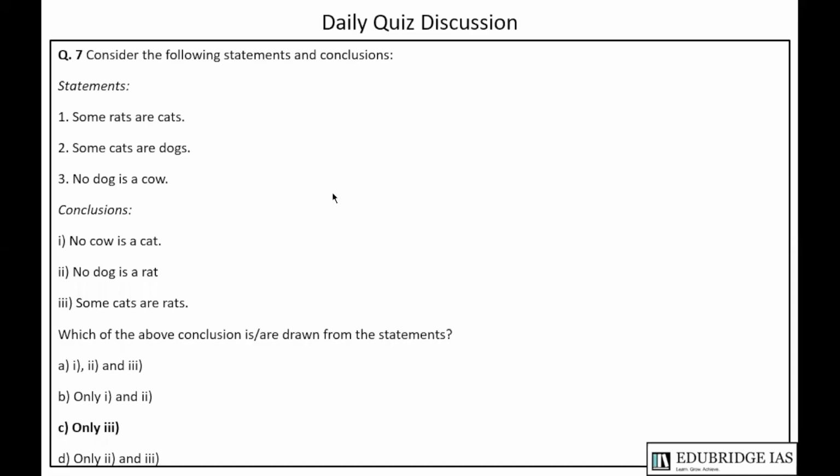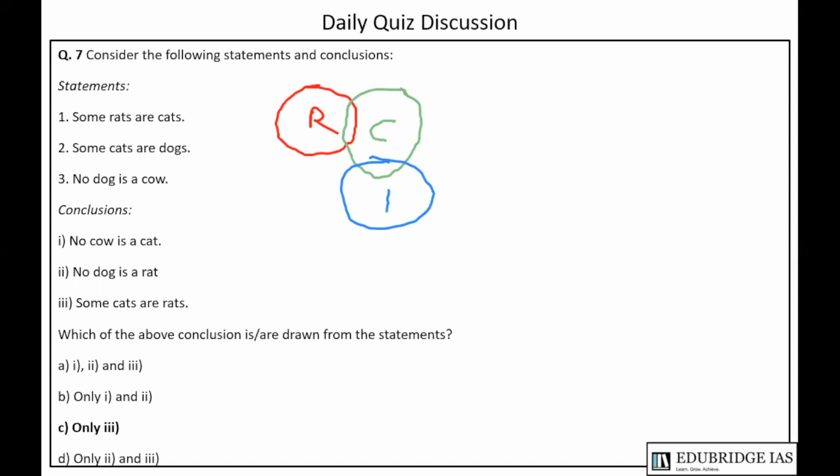Next is an interesting question. Some statements are given. First is some rats are cats. Suppose these are rats, and some rats are cats. These are cats. Some cats are dogs. These are dogs. And no dog is a cow. This is a cow.